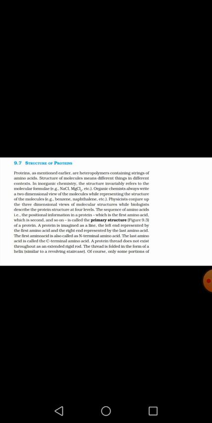Okay, so we can imagine that a protein is a kind of line. It starts from the left end and ends at the right end. So the very first amino acid, present at the left side, is called the N terminal amino acid, while the last amino acid, at the extreme right end, is called the C terminal amino acid. Okay, is it clear? So when we talk about a single linear structure of a protein, it is the primary structure.